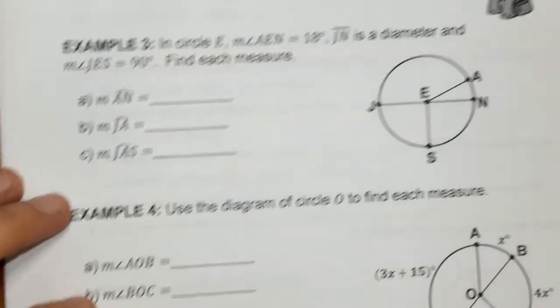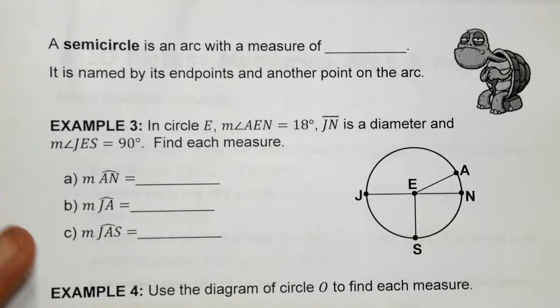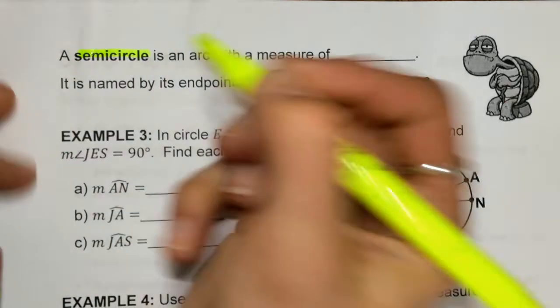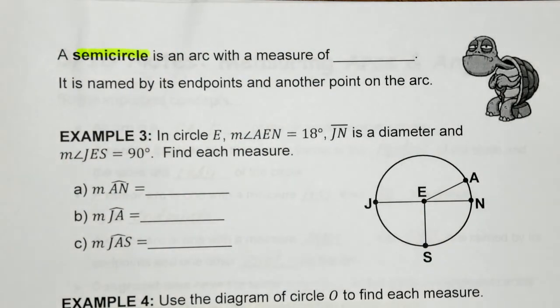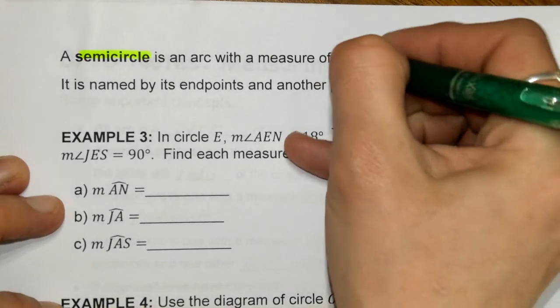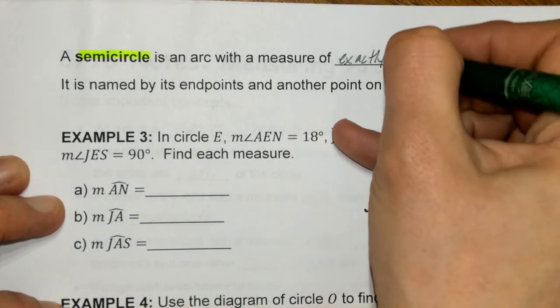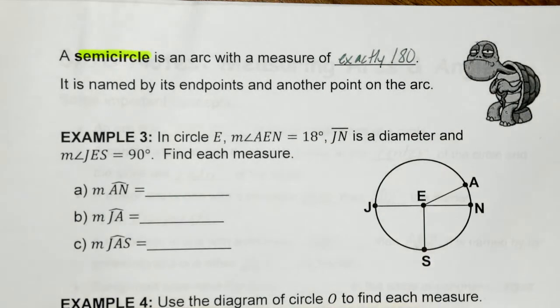We're going to talk about the next kind of arc, which is going to be your semicircle. Your semicircle is going to be an arc of a measure of exactly 180 degrees. It is exactly halfway around the circle. It is formed by diameters, because the diameter cuts that circle straight in half. It's going to be named by its endpoints and another point on the arc. So just like a major arc, the major arcs and semicircles have to be named with those 3 different letters.